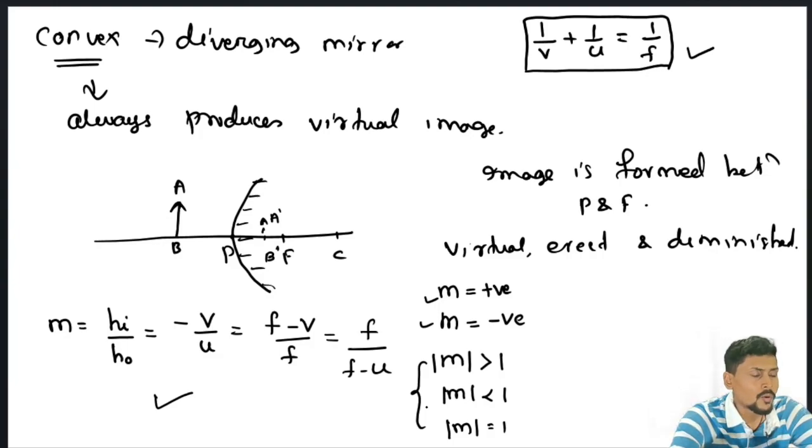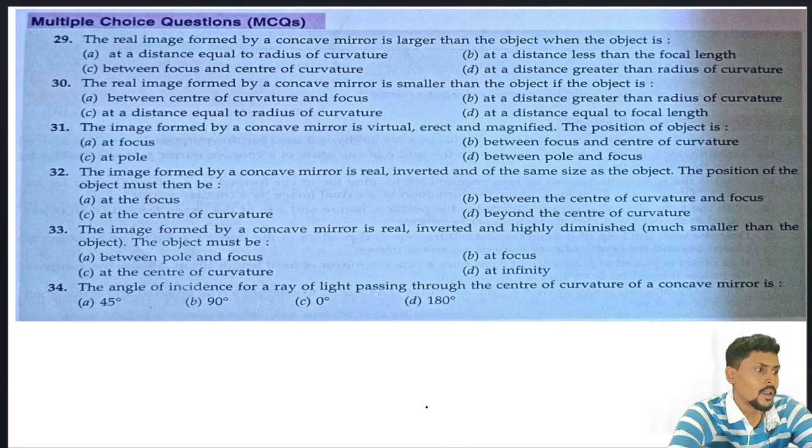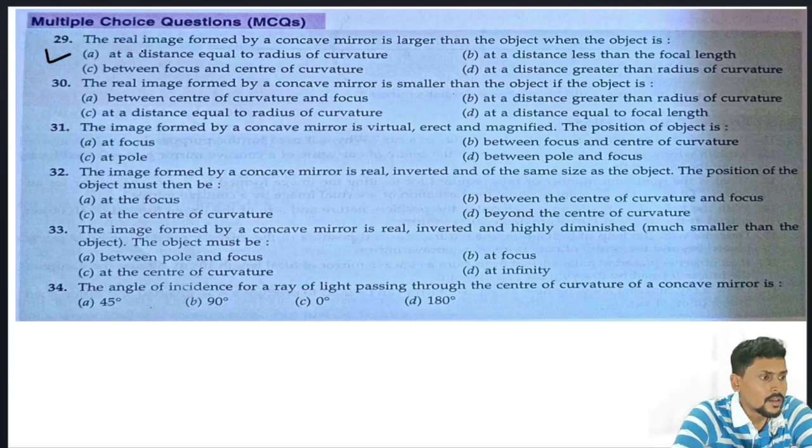So now we will go to solve a few questions from this chapter. There are many good MCQs and we will solve each of them one by one. So first question. The real image formed by a concave mirror is larger than the object when the object is dash.